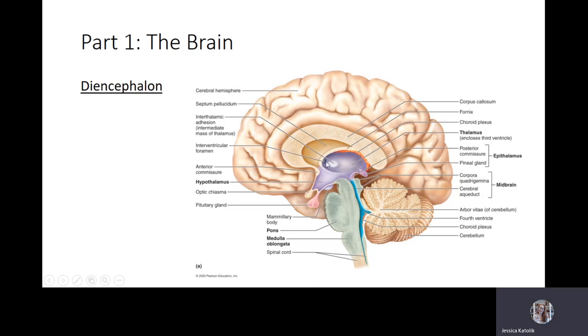I almost think that the diencephalon looks like a bird's beak, and so the thalamus would be the head, with the interthalamic mass being the eye, and the hypothalamus would look like the bird's beak.